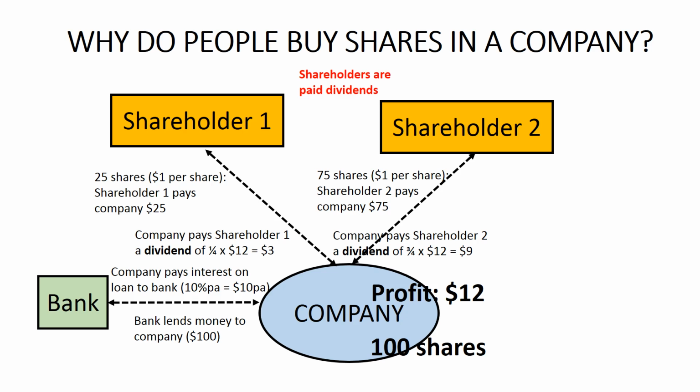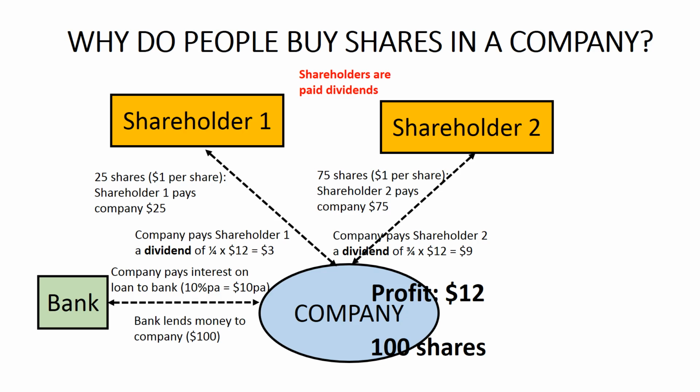If a company makes a large profit, the shareholders will be paid a large dividend. If a company makes a small profit, then the shareholders will be paid a small dividend. Provided a company makes a profit, a shareholder will be paid a dividend for as long as the shareholder owns shares in the company.